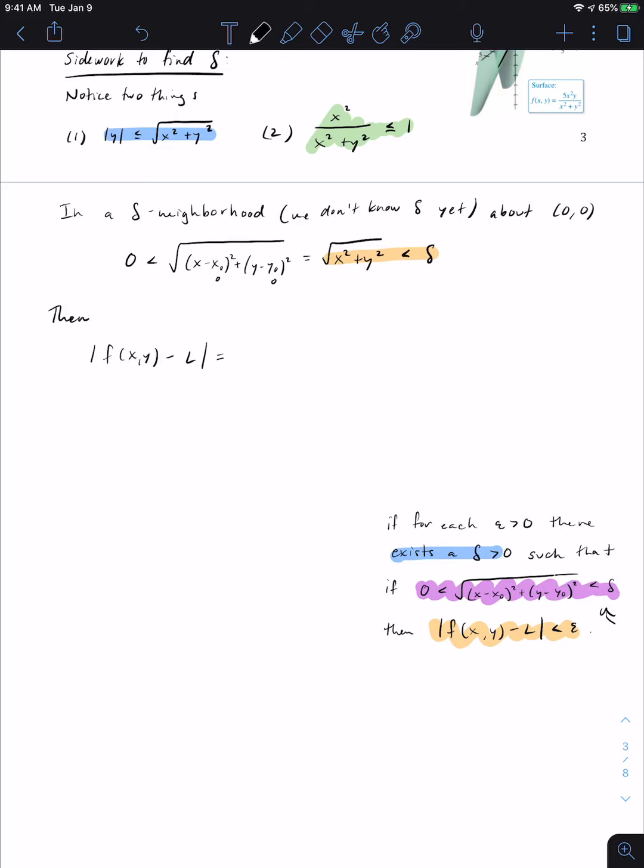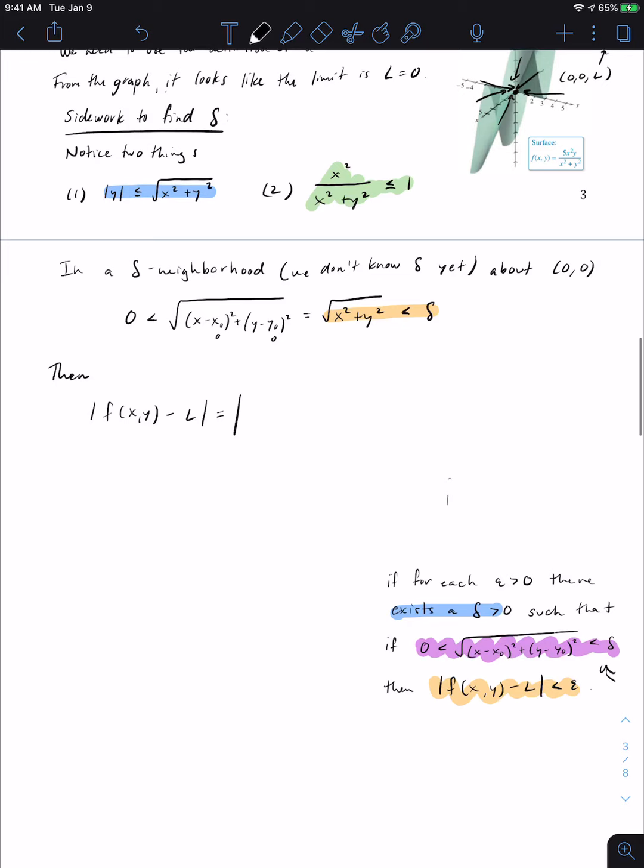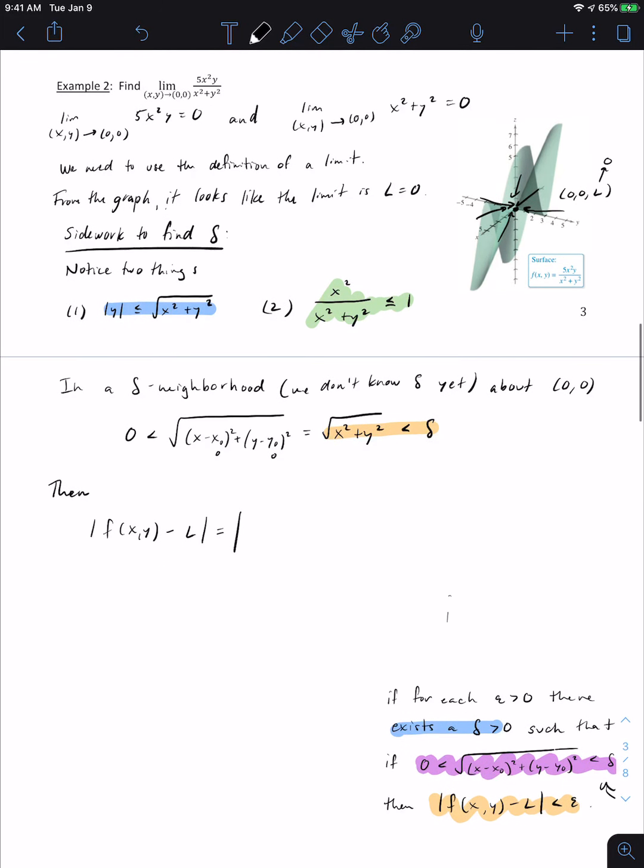Well, what is my function? In this case, my function is 5x squared times y over x squared plus y squared. And then what is the limit? The limit's 0, right? So this is equal to just 5x squared y over x squared plus y squared in the absolute value.